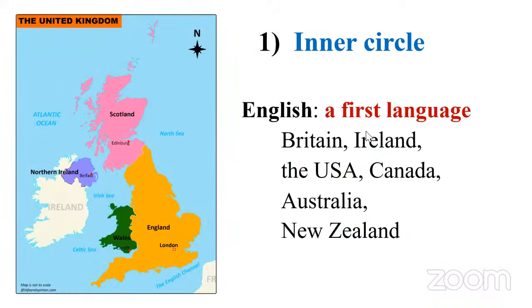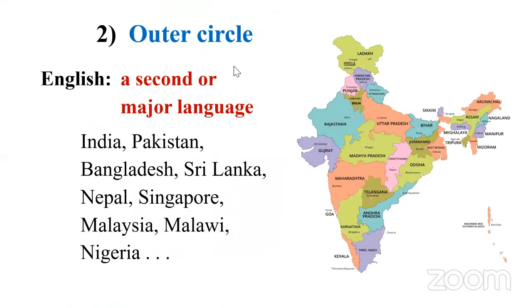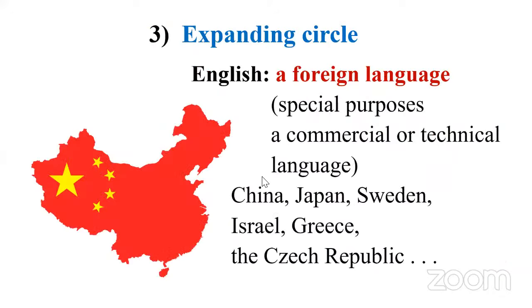So the inner circle refers to the nations where English is the first language. So we have Britain, Ireland, the USA, Canada, Australia, New Zealand. Outer circle refers to countries where English is a second or major language. So we have India, Pakistan, Bangladesh, Sri Lanka, Nepal, Singapore, Malaysia, Malawi, Nigeria.